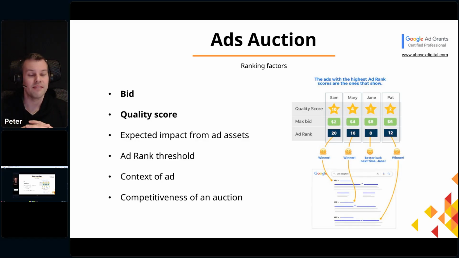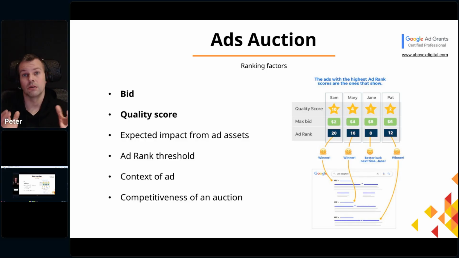The main factors that influence your ad position are the first two: your bid and your quality score. The bid is how much you're willing to pay when somebody clicks on your ad. In Google Ad Grants accounts, one of the compliance requirements is that you need to use maximize conversions bidding, which means that you do not set these bids manually, but you leave it to Google, and Google sets these bids for you depending on past conversion performance. I'm not going to go into details, but that's bid in a nutshell.